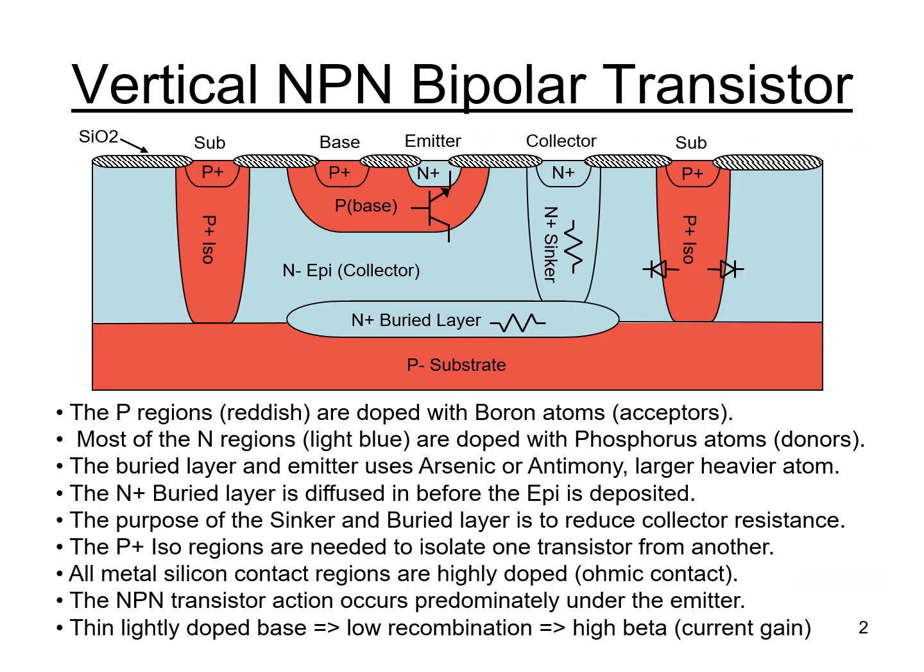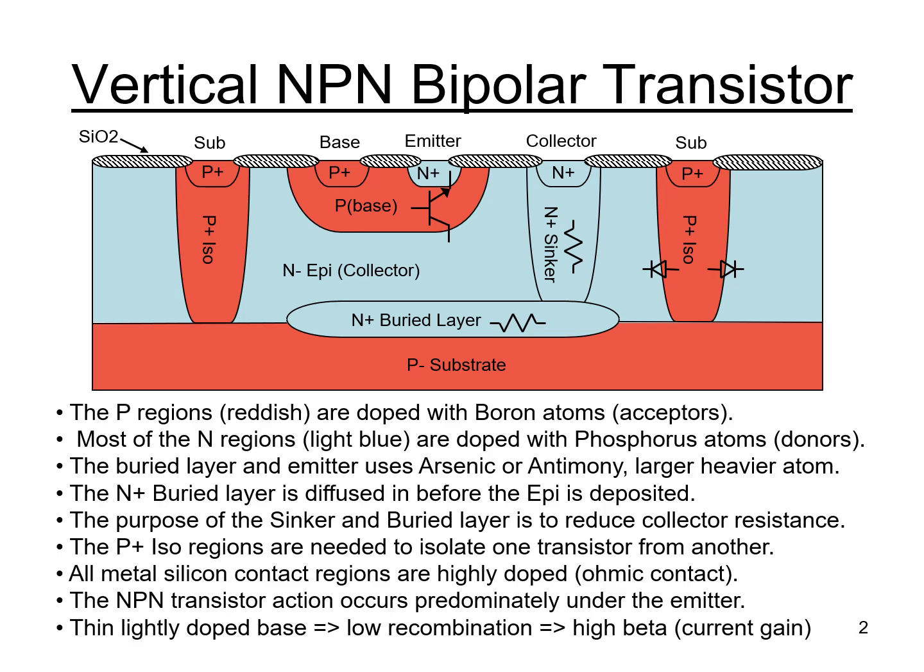I'd like to start with the vertical NPN bipolar transistor. Here we have a cross-section of a typical NPN transistor. And I know this is a very busy drawing, and I'll do my best to talk about the various regions, point them out, and discuss their purpose.